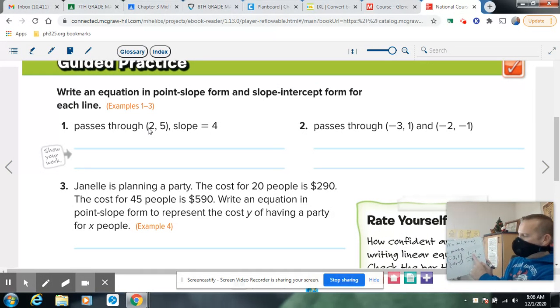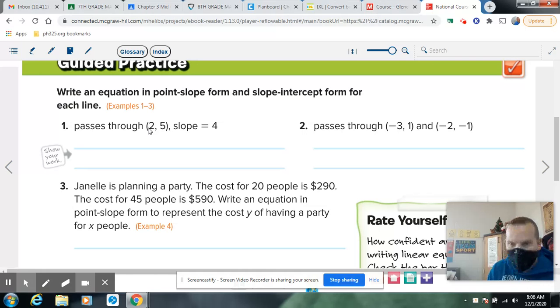1 minus negative 1, well, that's 1 plus 1, so that's 2. Negative 3 minus negative 2, negative 3 plus 2 gives me 1. Hey, look, our slope is going to be nice because 2 divided by 1 is 2. So my slope is 2. I'm going to write that off the side of my paper. 2 equals my slope.